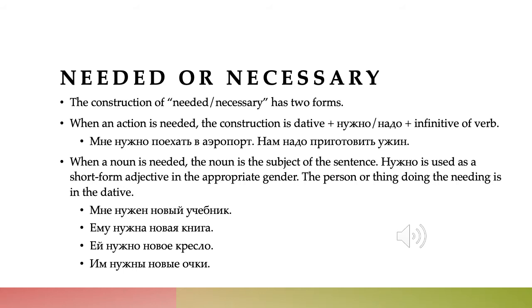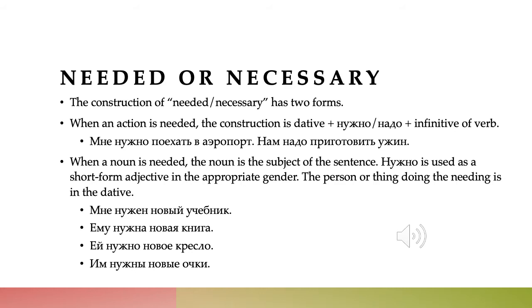As opposed to мне пришлось поехать в аэропорт. I wasn't planning to go to the airport, but then for some reason I was obliged to go to the airport, and so I did. Or нам приходится приготовить ужин. We were not planning to make supper. Someone else was supposed to make supper, or we had plans to go to a restaurant or order supper or something like that, but those plans fell through and now we have to make supper. So that's the difference between нужно or надо and приходиться прийтись.